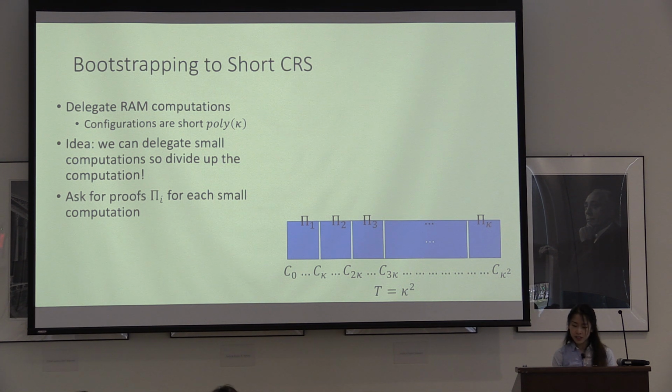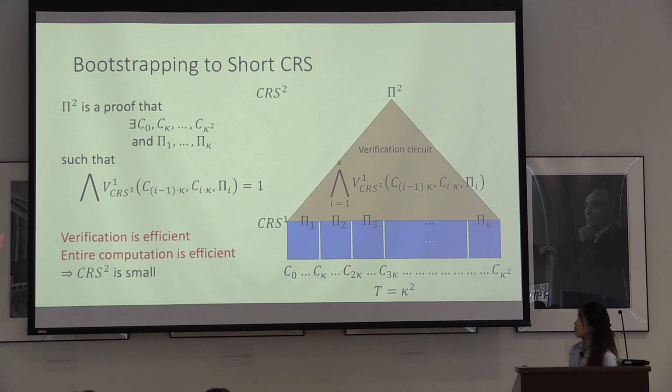But the idea is that we can actually ask the prover to verify these proofs himself and to produce a proof for this verification circuit. So here I have in gray the verification circuit, which checks that each proof pi sub i moves from one configuration to the next. And we're going to ask the prover to generate a proof that there exist configurations and proofs that would verify. And now, because verification is efficient, this entire computation is efficient. And so we can delegate this entire computation using a CRS that's short with respect to the overall computation that we're trying to delegate.